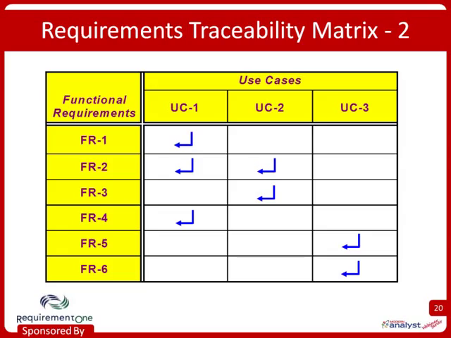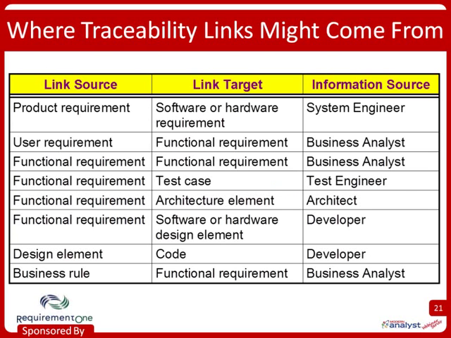And if you change an object stored in this database on one end of the link, like UC2, then the next time you see the matrix, there might be some kind of a visual indicator that the objects on the other end of those links need to be changed. And this particular tool that I'm illustrating here uses a diagonal red line to say, hey, you changed UC2, so you better check FR2 and FR3 and see if they need to be changed, because those are all logically linked together. So this is very helpful with keeping track of all the stuff going on in your project.